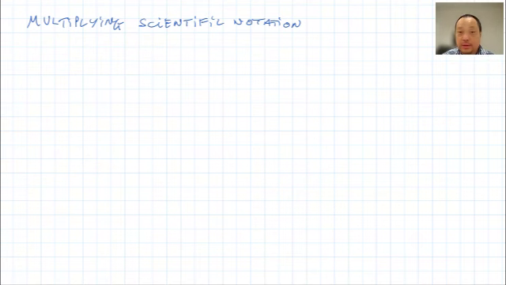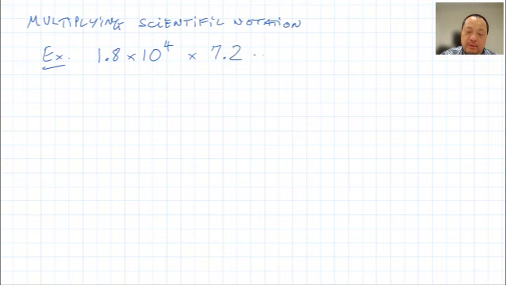Assuming, however, that your teacher or professor doesn't allow a calculator, I'm going to show you how you multiply and divide scientific notation. If I have the number 1.8 times 10 to the 4th, and I multiply that by the number 7.2 times 10 to negative 9, then what do I do? Well, it's a multiplication all across. I just take these two multiplied by each other first.